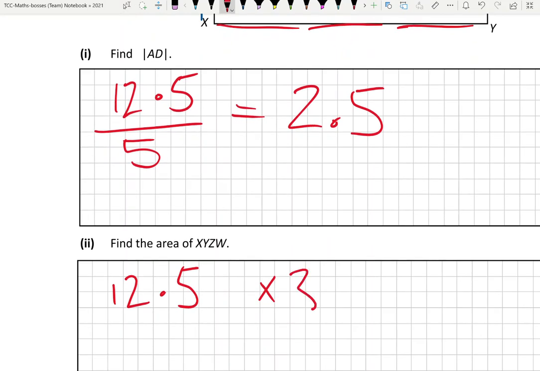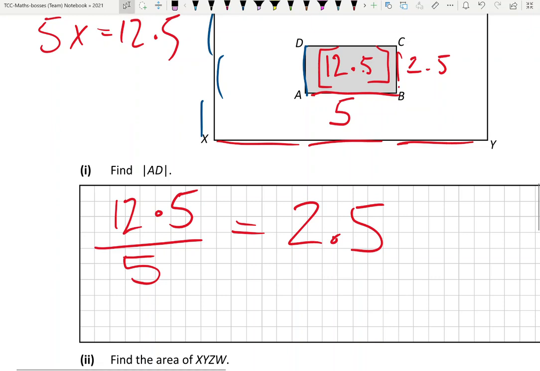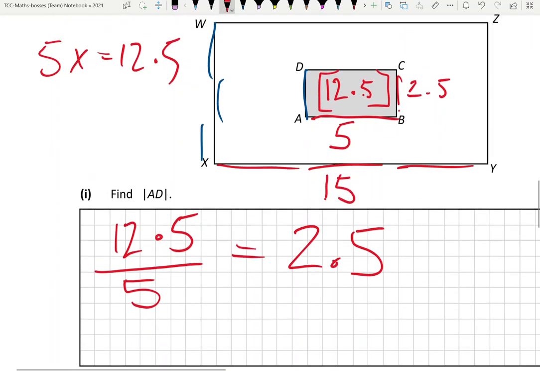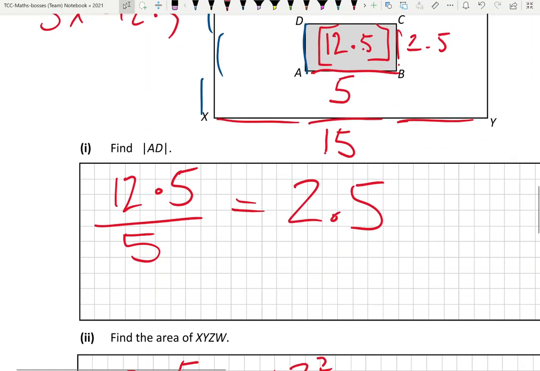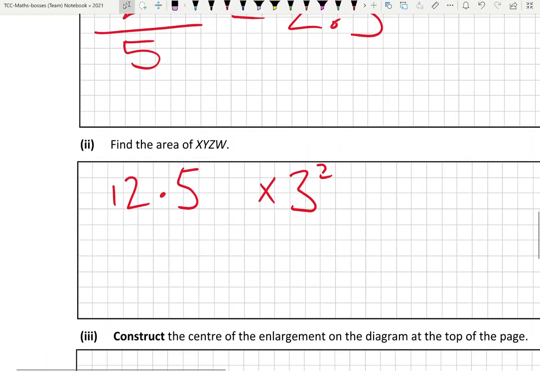The indirect way of doing it would be to say that this is 15, because it's 3 times bigger, and to say that this is 7.5. And that would give us the same answer if we multiplied those two together. Okay, so either way we're going to get the answer. For curiosity, we're going to do it both ways.